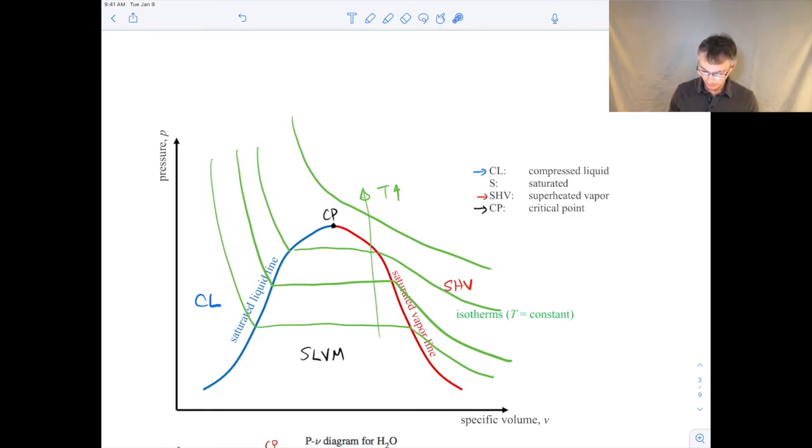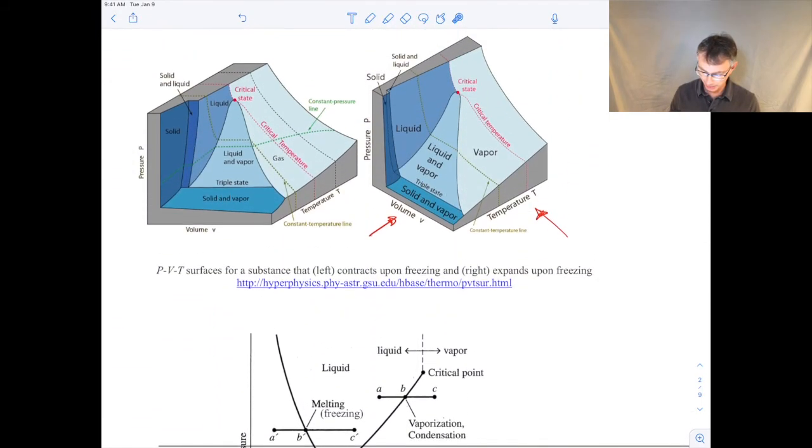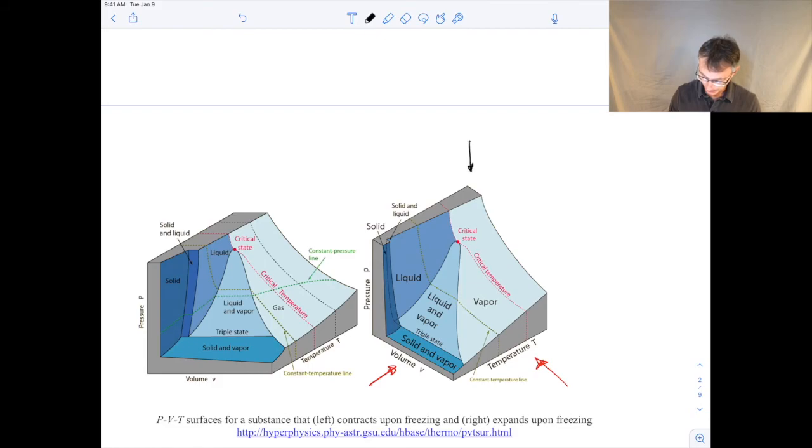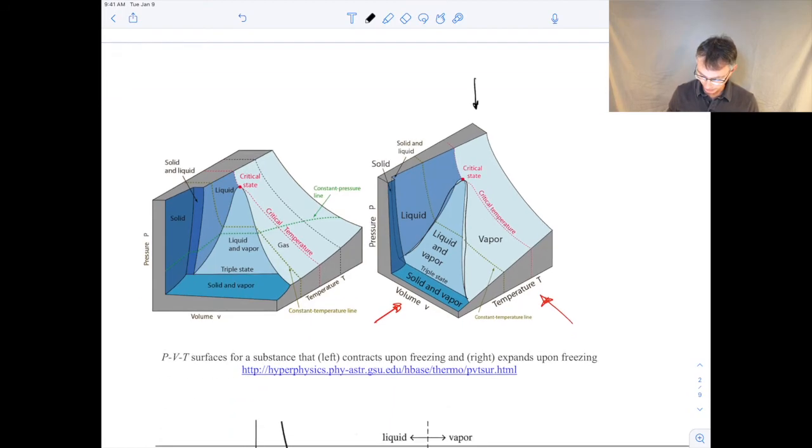So I've shown this here for pressure specific volume axes, but we can do the same kind of idea. Instead of pressure specific volume, we can do temperature specific volume. So it would be like looking down from the top onto this plot. And you still have the appearance of the vapor dome and such. So let's go ahead and sketch that one out.